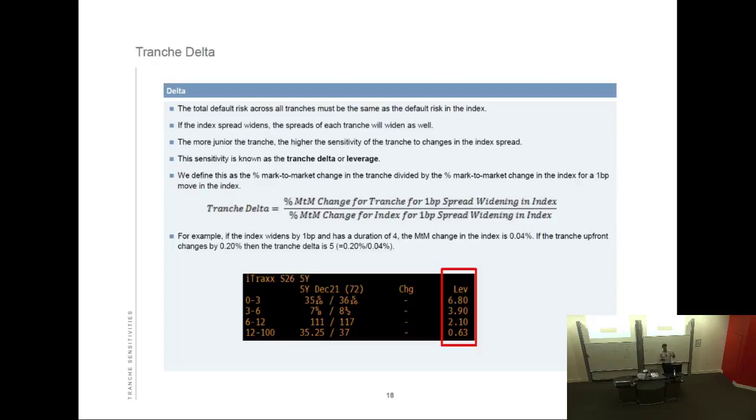But actually the super senior, as should also be kind of intuitive, the super senior will actually move by less than an index will, right? Because it's less risky. The spread is also lower. So here the delta drops below 1. So the super senior would only need a fraction of index against it to be delta neutral.